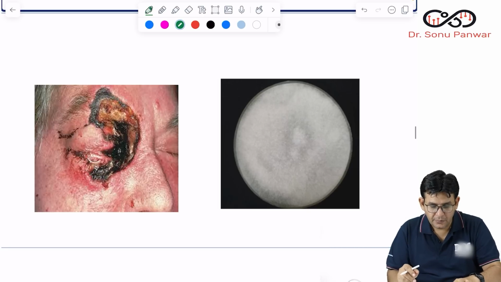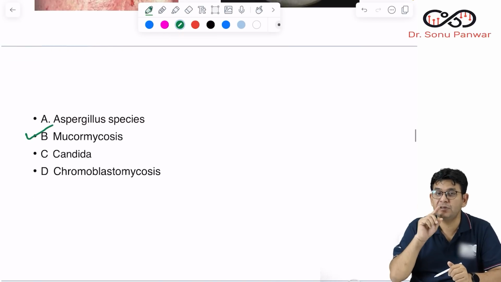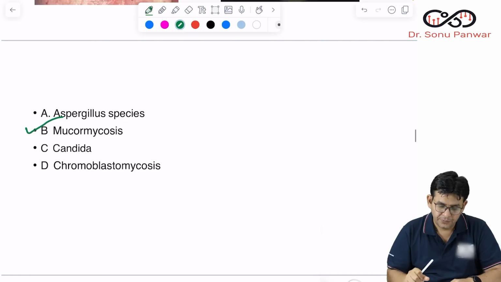Okay, so the answer to this question is obviously mucormycosis. And regarding those black fungi, Phialophora and Cladosporium, Masson trichrome stain is used. That was asked.